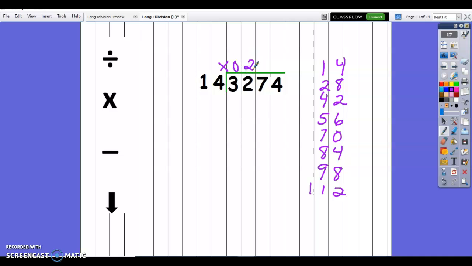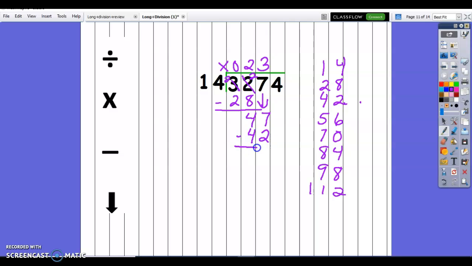2 times 14 is 28. You're going to then subtract. Now 12, and this becomes a 2. 12 minus 8 is 4. And you bring down your 7. Now we're looking. 14 divides into 47 3 times. 3 times 14 is 42.